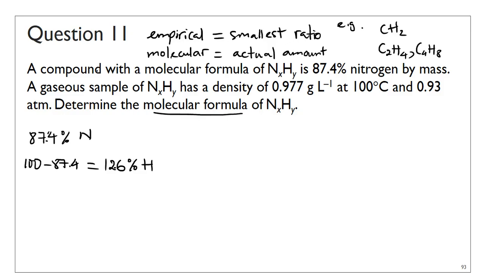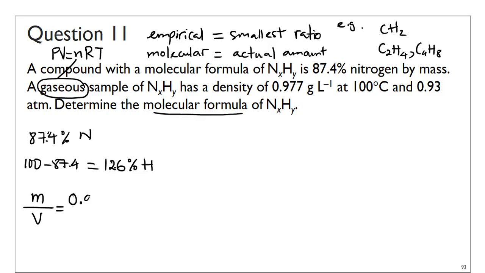You also know that it is a gas sample. Again, the word gas is probably very important here because it means that I am allowed to use PV equal to nRT. It is a pure substance after all. It has a density. Now, it's always interesting when they give you these kind of values and you're like, what am I going to do with it? So density is a ratio between mass and volume.